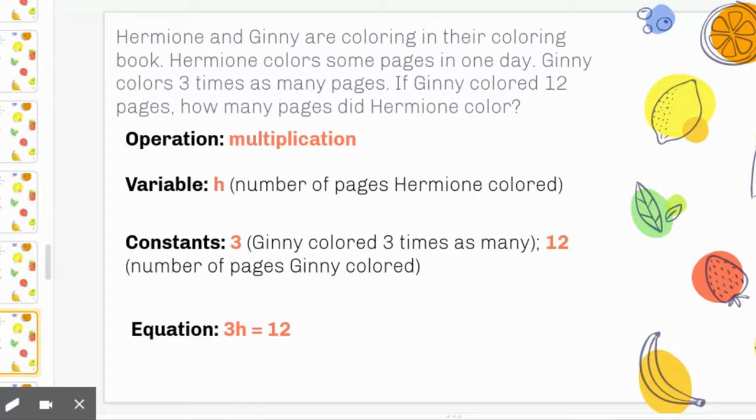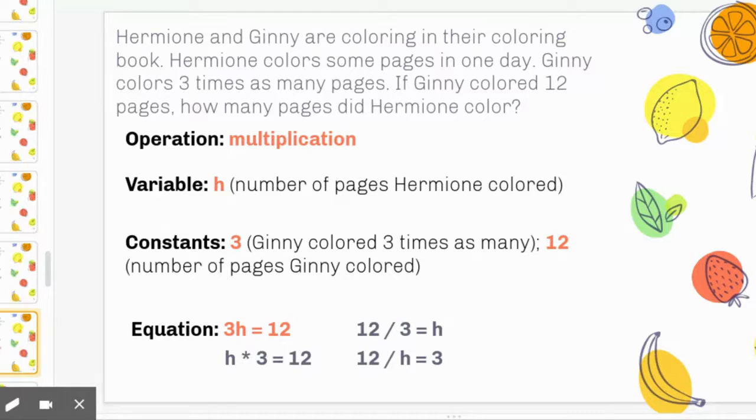And then whatever we find h to represent, we don't just put that number next to it and call it that, whatever number it looks like, or 34 is what it would be. Instead, this means 3 times h. So 3 times h equals 12. And the other equations you can write with this would be h times 3 equals 12, 12 divided by 3 equals h, and 12 divided by h equals 3.